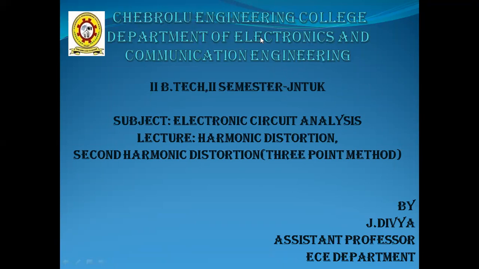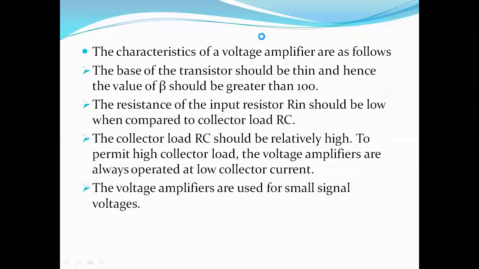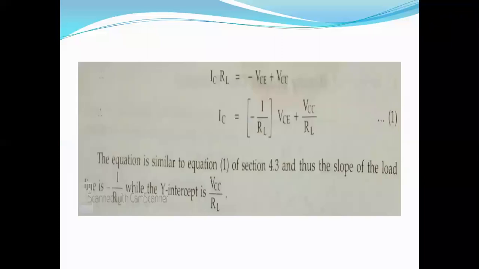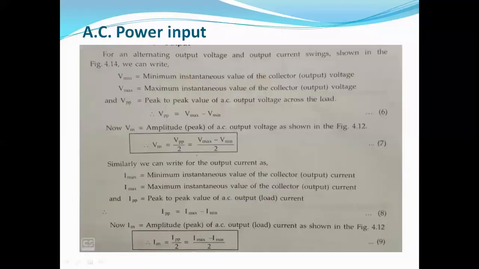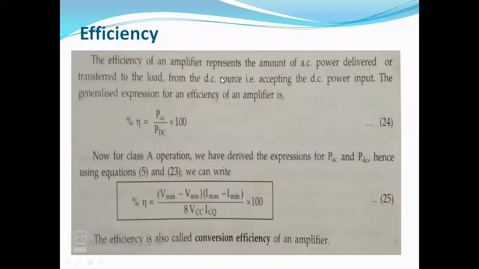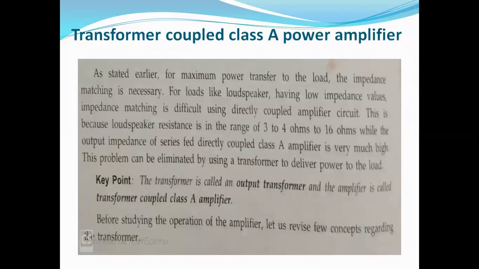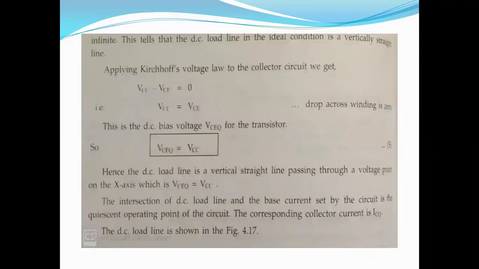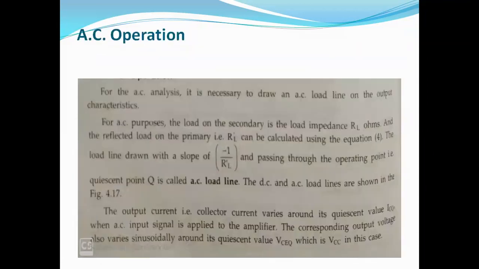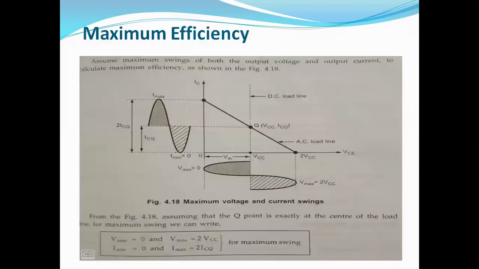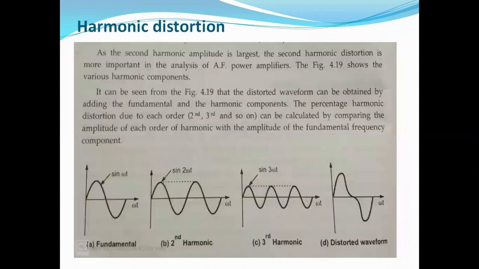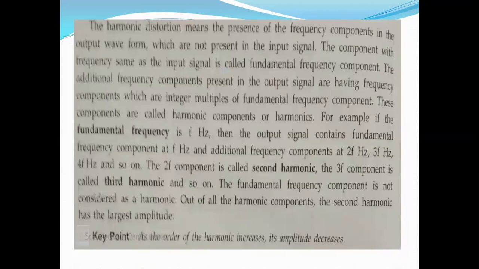And in the previous session, we have covered the class A power amplifier. What is a class A power amplifier? How many types of class A power amplifiers are there? What is direct coupled class A, what is the efficiency of series fed direct coupled class A, and the second one is transformer coupled class A. What is the efficiency of transformer coupled class A, what are the advantages and disadvantages of that particular amplifier. So these topics we have covered in the previous session.